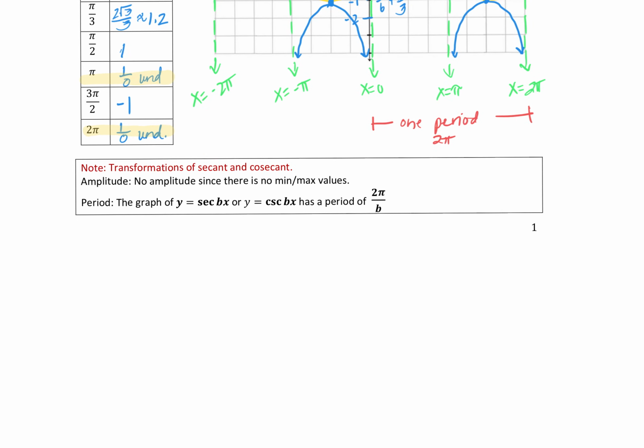So there's a little note down here, the transformations of secant and cosecant. Amplitude, there's really no amplitude. When we talk about amplitude, that implies that there's a minimum or a maximum value, but you notice the y values go down to negative infinity and they go up to positive infinity. So we don't have a min or a max value. But you can still use the word amplitude if you were to graph a vertical shrink or stretch. And just a heads up, you will not have to do any transformations for cosecant or for secant.